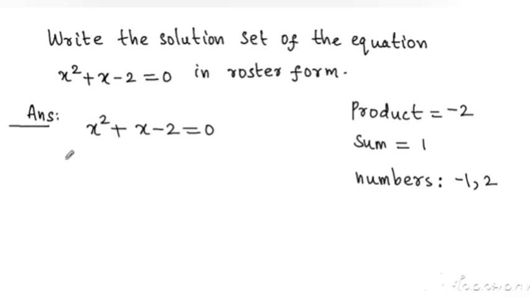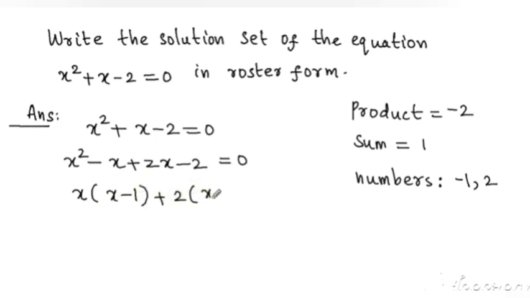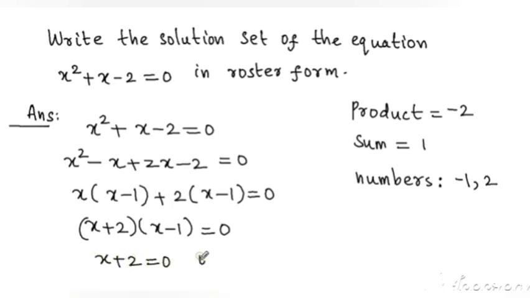Then you can write the given equation as x squared plus x minus 2 equal to 0. You can write x as negative x plus 2x. So x squared minus x plus 2x minus 2 equal to 0. Then you can take x from the first two terms, so that becomes x times x minus 1, plus 2 times x minus 1 equal to 0. Then you can take x minus 1 common outside, so it will be x plus 2 times x minus 1 equal to 0.